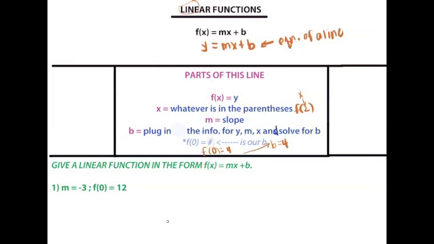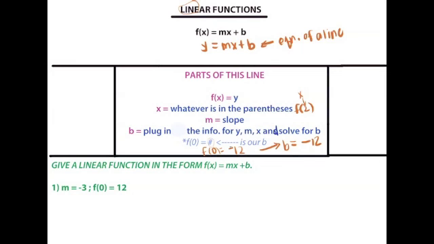Whatever I have equal to f of 0, that's our b. So if I had f of 0 equals negative 12, our b is going to be negative 12. So if we have a 0 in here, whatever we have on the other side is going to be our b. But that only works when it's f of 0.